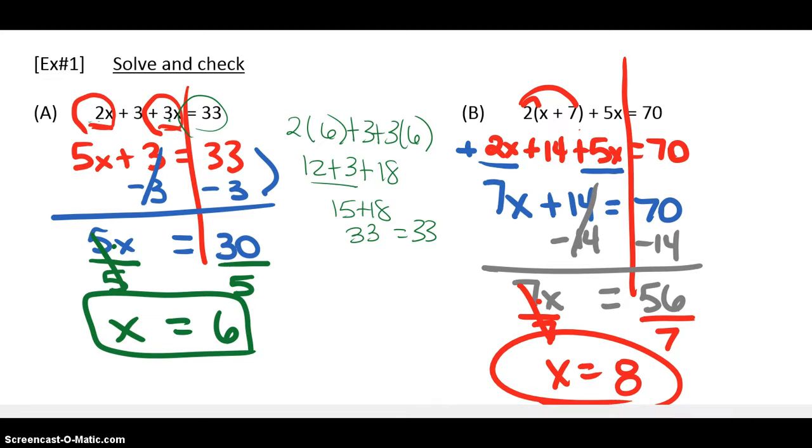If I go back up to the top and plug in 8, where I had my x, 8 plus 7 is 15. So 2 times 15 plus 5 times 8, which is 40. 30 plus 40 equals 70, which is what the right-hand side was equal to. So, check mark. We have done that correctly.